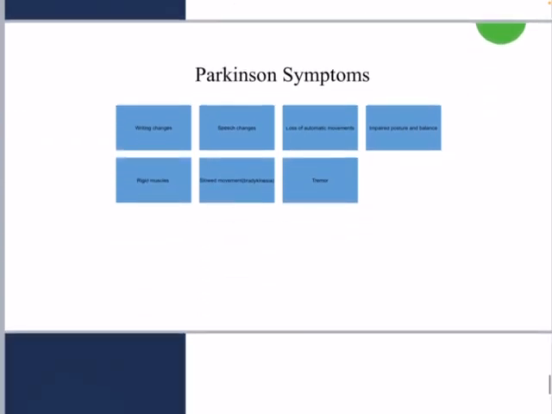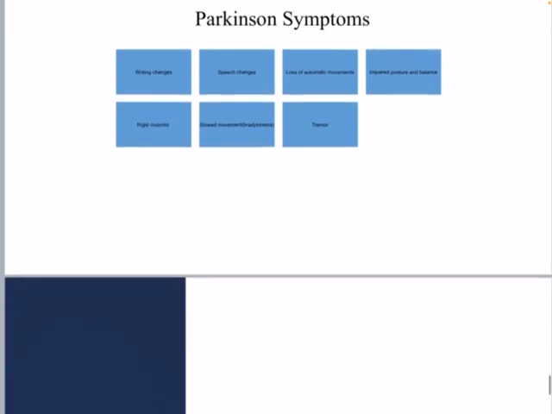Parkinson's symptoms: writing changes, speech changes, loss of automatic movement, impaired posture and balance, rigid muscles, slowed movement, tremor.